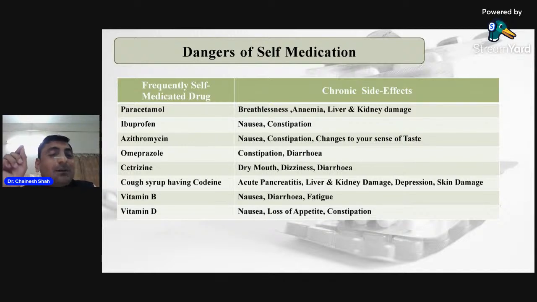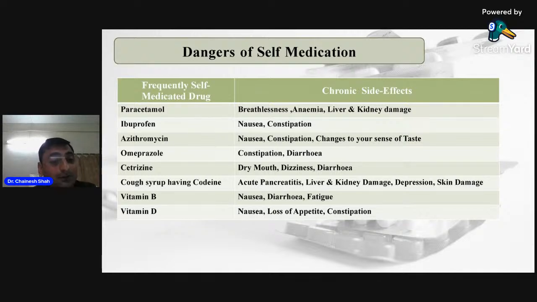So once histamine is lower, what happens? The secretion will be less, and reduced secretion turns into dry mouth. It even causes dizziness. We all know cetirizine has sedation, less compared to chlorpheniramine maleate, but cetirizine does have sedation. So the patient may feel dizziness and discomfort while working or driving. It can cause diarrhea also.